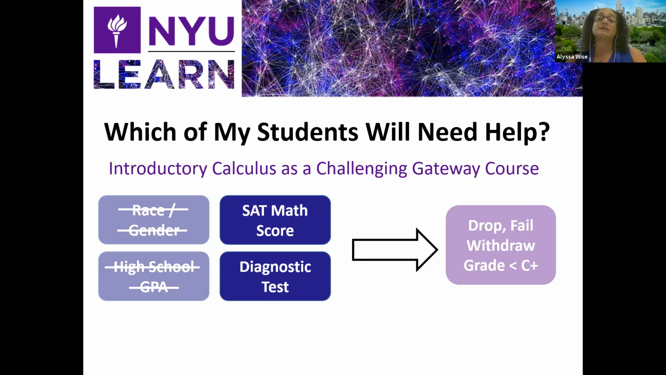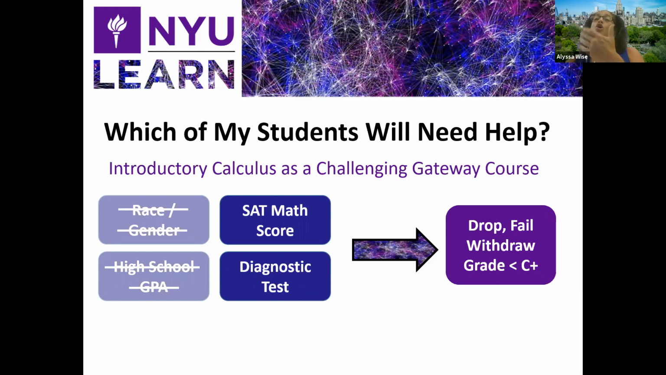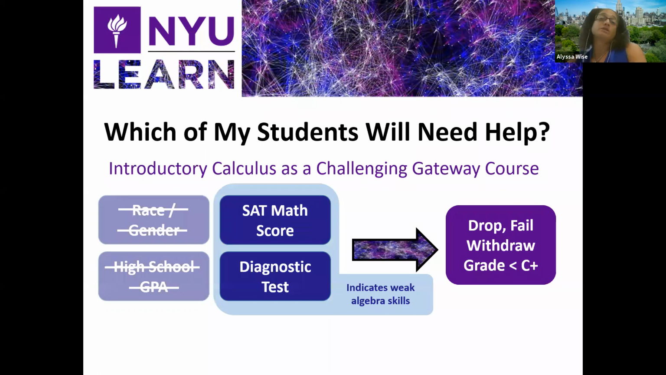What mattered was SAT math score and diagnostic tests, and that gave us a very strong predictor and ability to identify, even before the semester starts, who is likely to have trouble in this course. And what was powerful about this model is it wasn't just who, but it told us what the problem was. Both of these indicate weak algebra skills. We were also able to supplement that with data from the first couple of weeks of the course to get an even stronger model of who's going to have trouble.